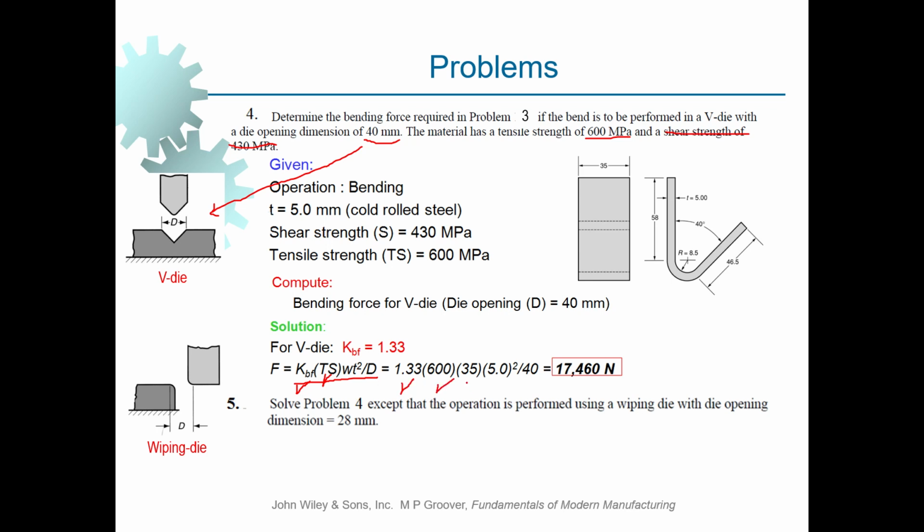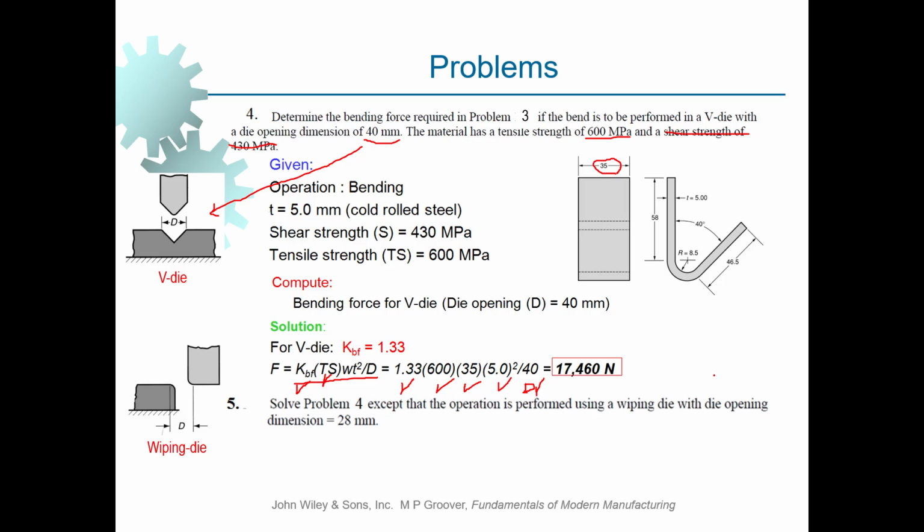Tensile strength is given. Width of the workpiece material is given up here. It is substituted in this problem. Thickness is also given, and this is the die opening, of course, which is 40, and this is applied. Then we can easily compute the required force for bending of this workpiece.